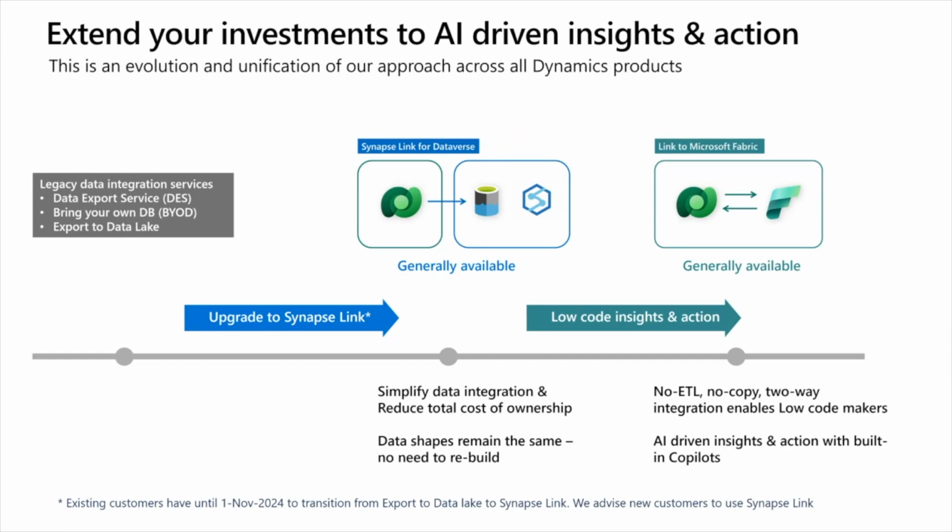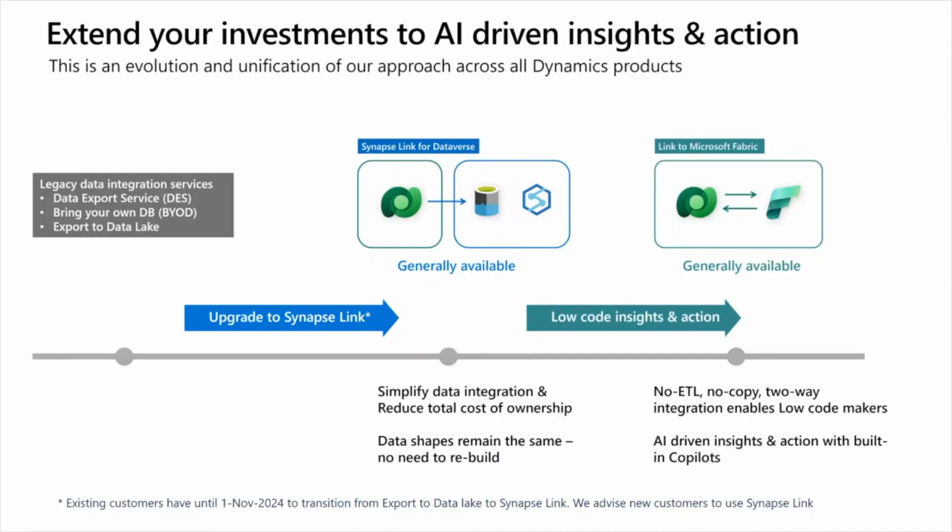Now, Synapse Link with FNO data is generally available. It was generally available from September. Essentially, when you do upgrade, you can look forward to a lot of cost reductions. The integration gets a lot simpler, with less skills needed to maintain and manage it, and as we've discussed in our first session, you can look forward to a lot of reductions in the end-to-end operating costs. And the good news is the data shapes remain the same.